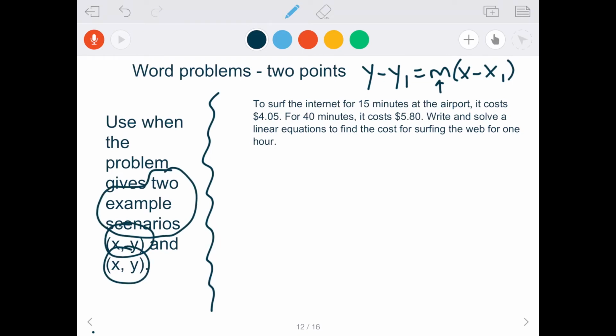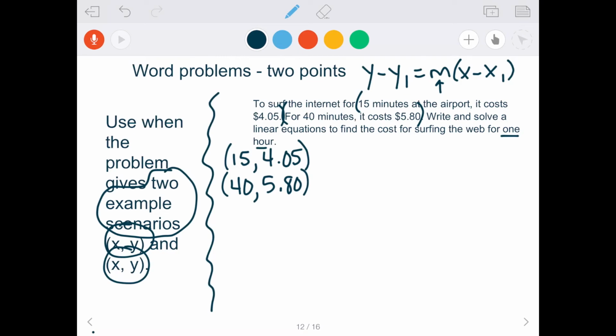So to surf the internet for 15 minutes at the airport, it costs $4.05. That is your first scenario. 15 minutes, 4.05. For 40 minutes, it costs $5.80. There's your second scenario. For 40 minutes, $5.80. Write and solve a linear equation to find the cost for surfing the web for 1 hour. So 1 hour is going to have to wait for a minute.